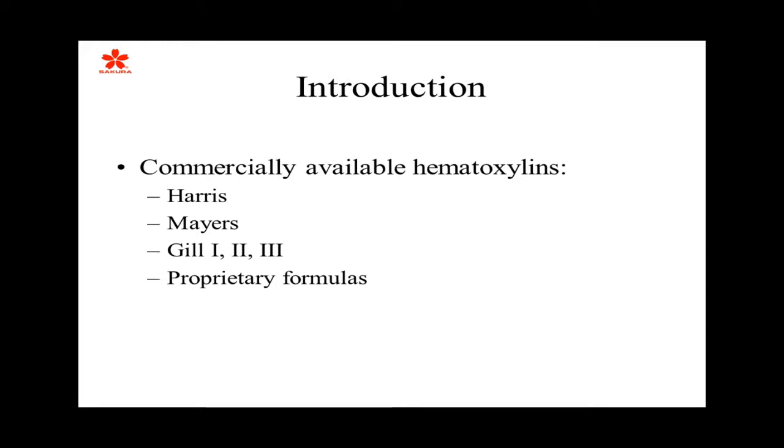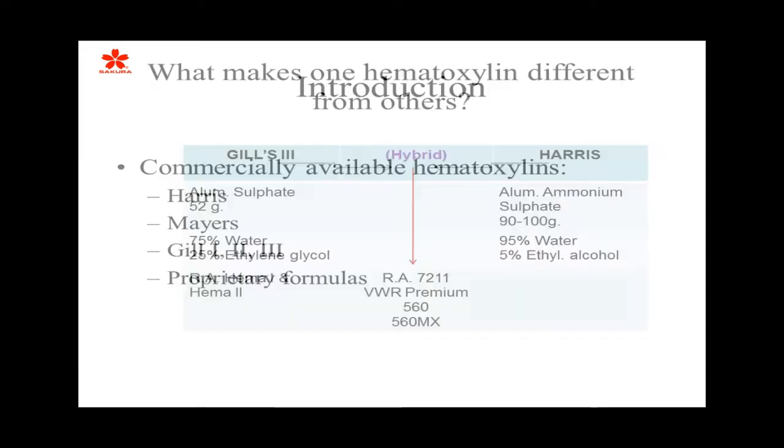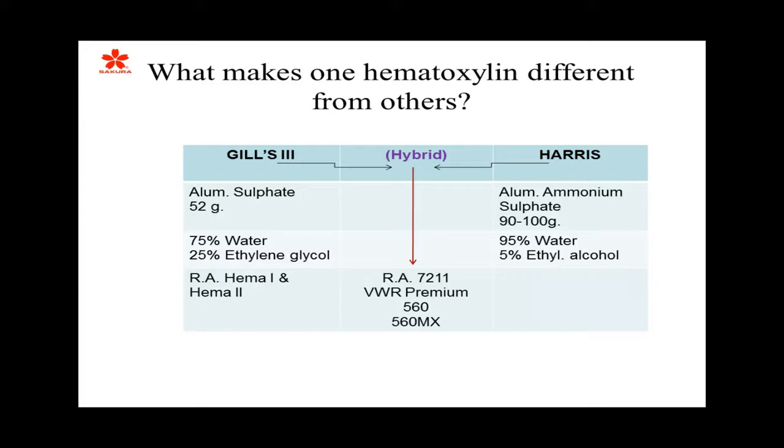Most commercially available hematoxylins that we see on the market are Harris, Myers, Gills 1, 2, and 3, and the proprietary formulas are basically those that are designed within these staining systems. This is a proprietary formula from the company, and as you see in the next slide, you often ask yourself, well, why is one hematoxylin different from another?